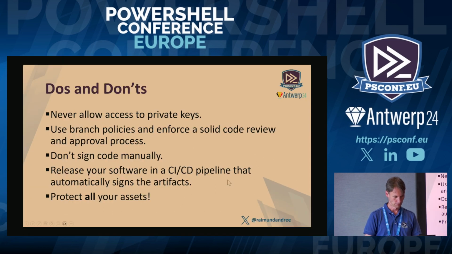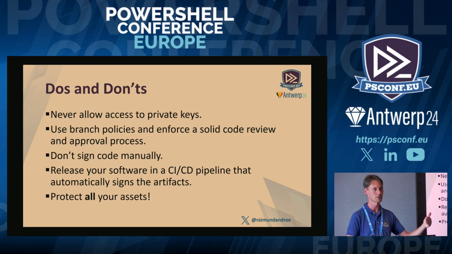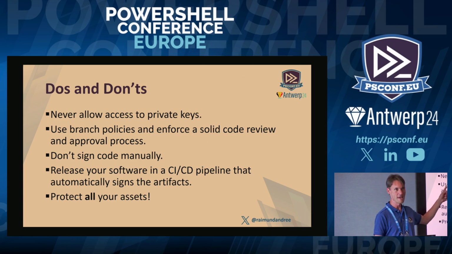So, do's and don'ts, right? Very short summary: never allow access to private keys. And the only solution to that is really using an HSM. Otherwise, the private key needs to be accessible sometimes, and this short moment of access could be misused. Then use branch policies. Never allow anyone to commit code into main without a peer review process.